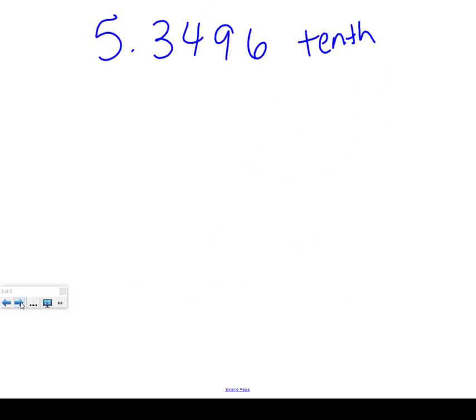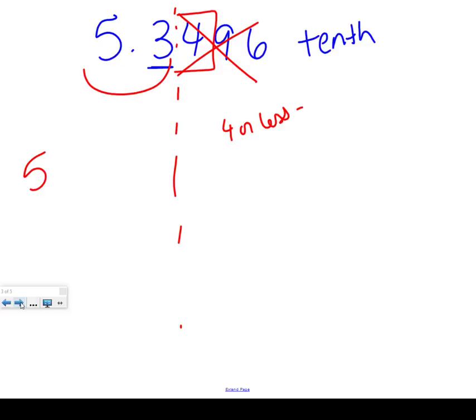Let's look at our next one. All right, tenths. Tenths is here, so my cutoff line follows. I'm going to look at the number 4 in step 2, and I know that it is 4 or less, which is step 3A. That means we drop it off and keep this side the same, so my answer is 5.3, or 5 and 3/10.